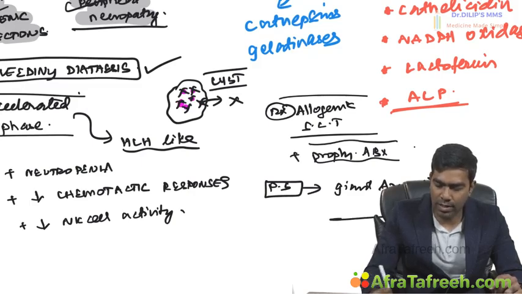You will not only see giant azurophilic granules in the neutrophils, because azurophilic granules, as I told you, can be seen in other granulocytes also. So it can be seen in your neutrophils, you can see it in the eosinophils also, and you can probably see it in the monocytes also. So there will be giant azurophilic granules typically seen in the neutrophils.